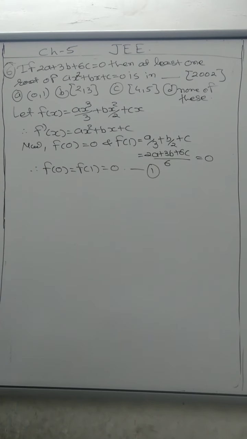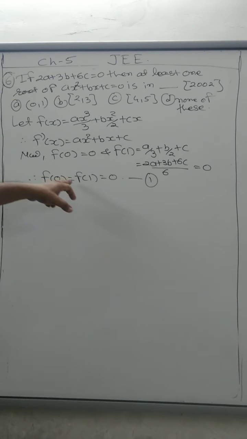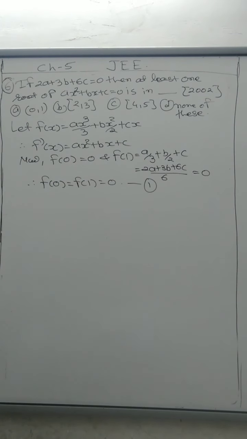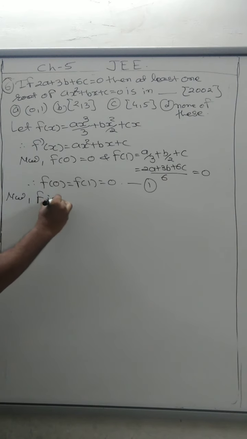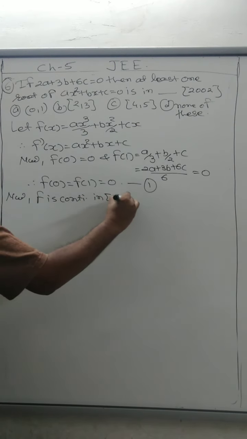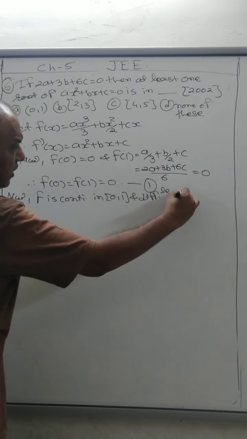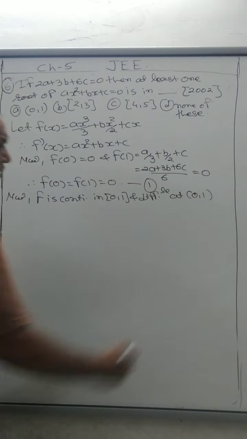So according to Rolle's theorem, f of 0 is equal to f of 1 equal to 0. This is our first result. Now we can say that f is continuous in 0 to 1 and differentiable in 0 to 1, right?